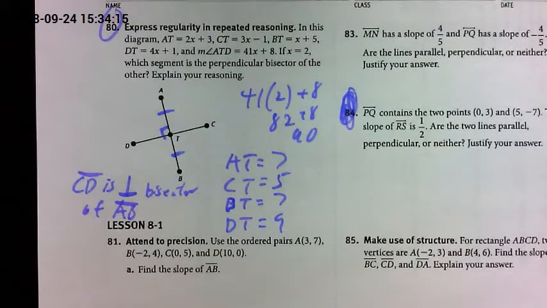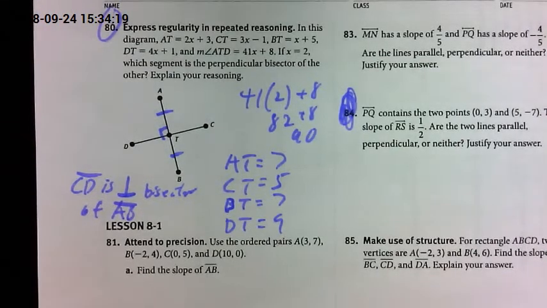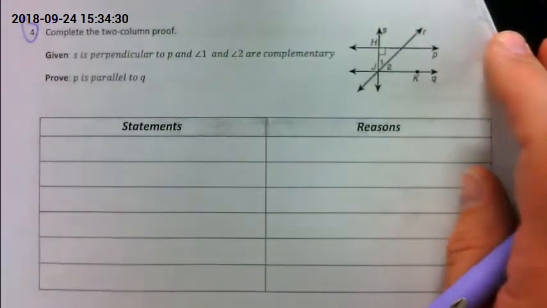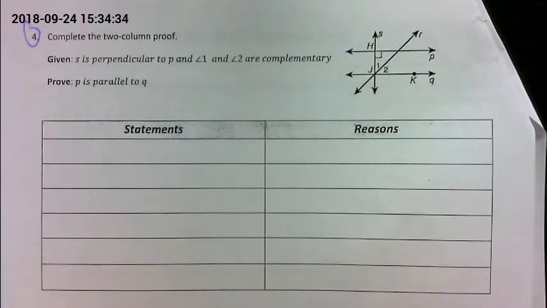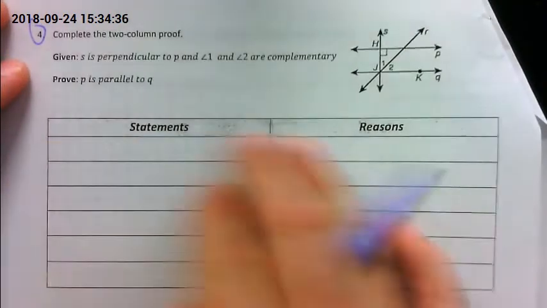Alright. Okay, let's go to that other sheet Miss Oswalt had given out, and I'll post a blank version of this for my class. So on number 4, complete the 2-column proof. Now, man, this one was completely blank. So the given definitely should go first.